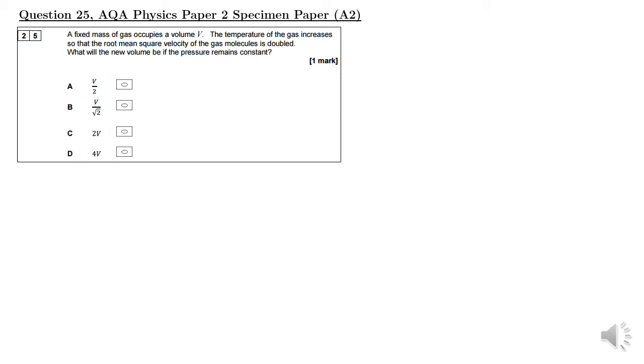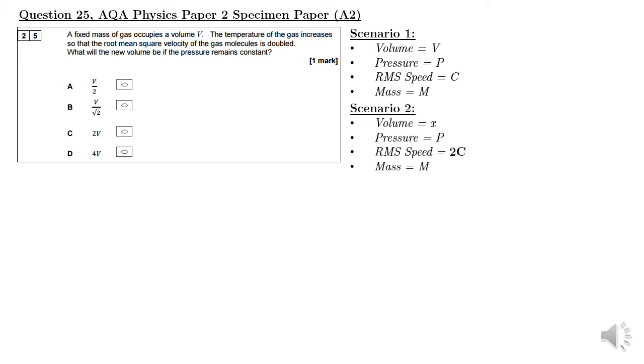doubled. So on the side, I'm going to write the first scenario. It tells us the fixed mass, so it's going to be mass m, and it's not going to change in the second scenario or the first scenario. Has a volume of V. We're going to assume pressure is p and RMS speed is c. For the second scenario, we want to be finding the new volume, but we know pressure is constant, so pressure in scenario 2 will also be p, but the RMS speed will be 2c because it says it's doubled. And because it says fixed mass, mass is also going to be m.